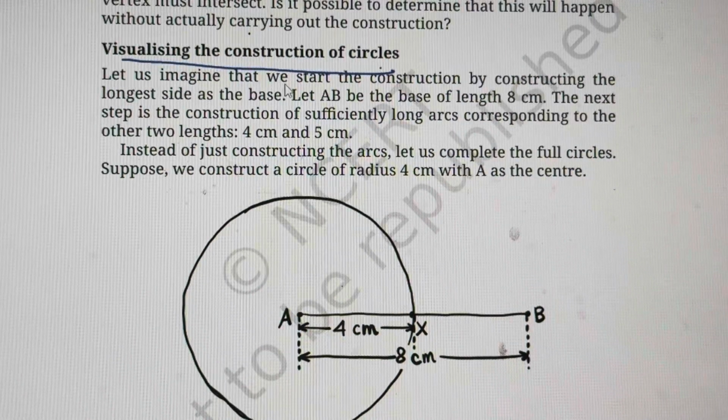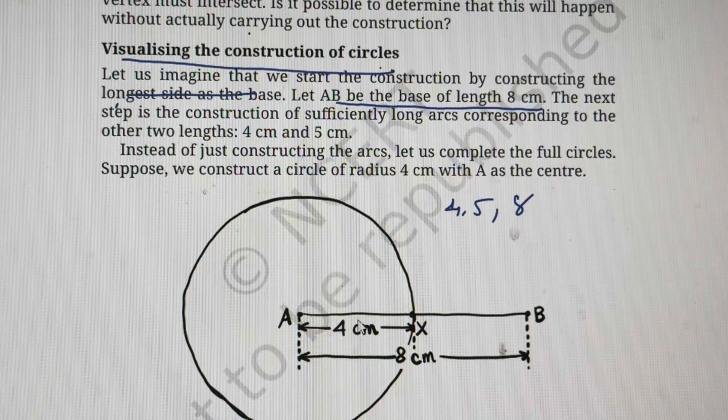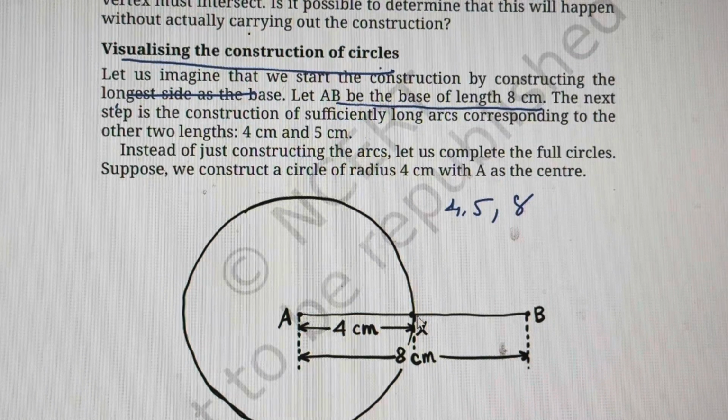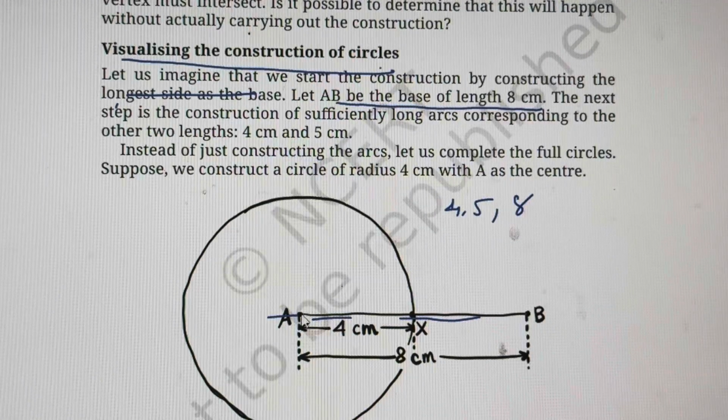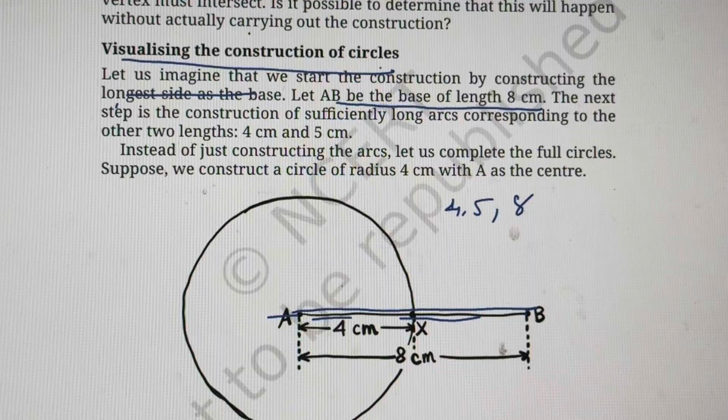So let us imagine that we start the construction by constructing the longest side, right? Here, these three sides are 4, 5 and 8 centimeter, right? So we have taken the base as 8 centimeter. The baseline is 8 centimeter. So this is the line AB, which is 8 centimeter long from here to here. Fine.